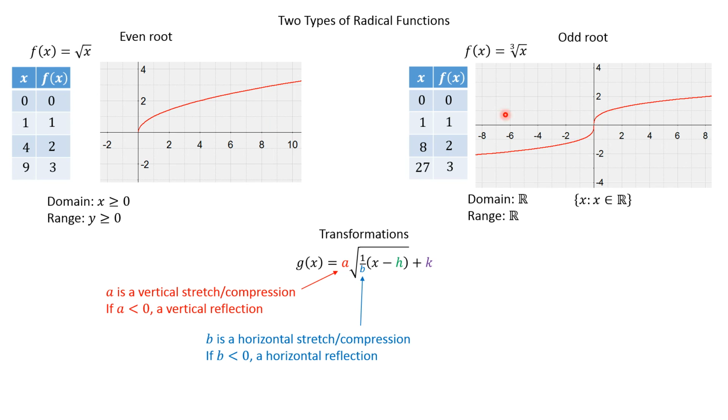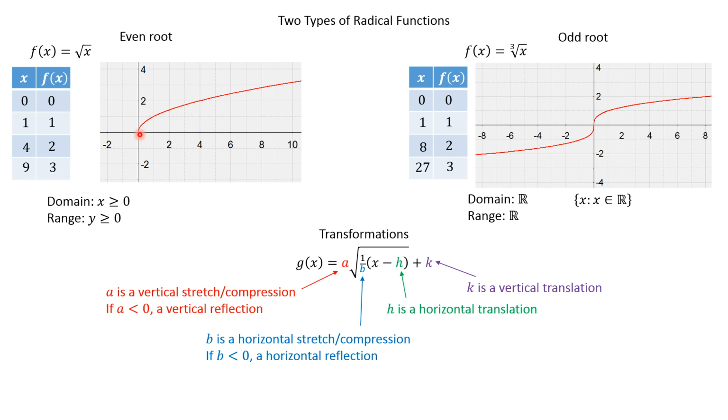This one would flip, and a horizontal reflection and a vertical reflection for an odd root are actually the same thing. So it's kind of fun. It just switches from being positive and negative to being negative, positive for the x and y. The h is a horizontal translation, and the k is a vertical translation.